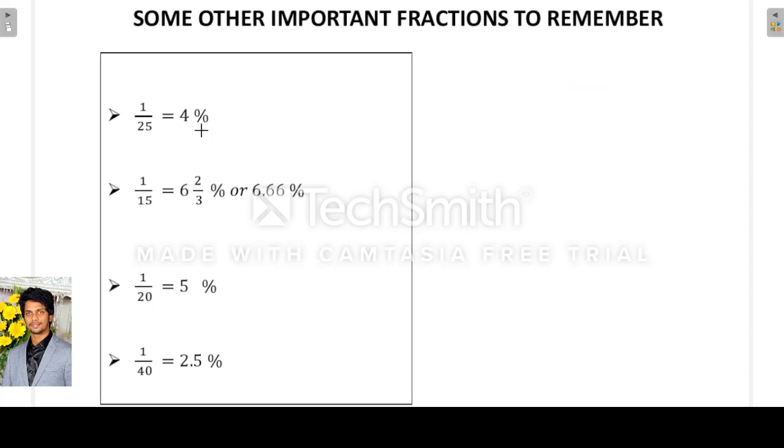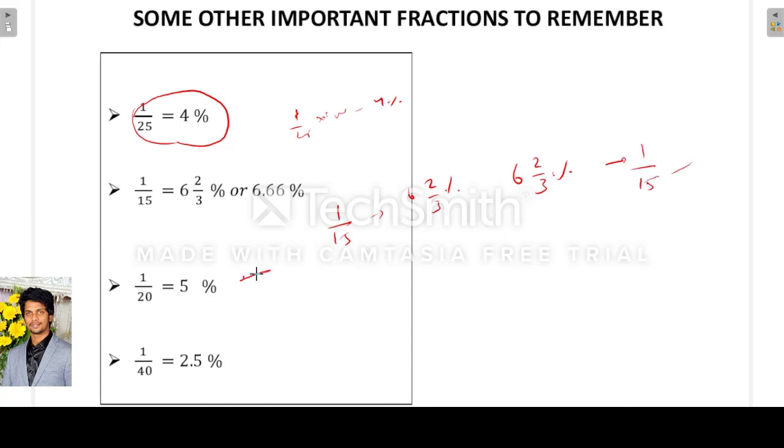So some other important fractions. See, 1 by 25 is nothing but 4%. So if you can see 1 by 25 into 100, nothing but 4%. So similarly 1 by 15 is 6 2 by 3%. So if they gave 6 2 by 3%, we can take it as 1 by 15. And 1 by 20 is 5%. And 1 by 40 is 2.5%.